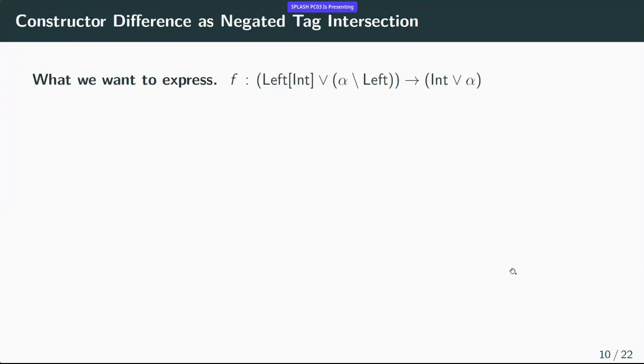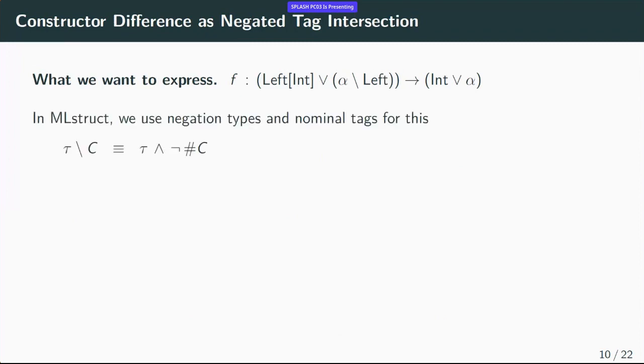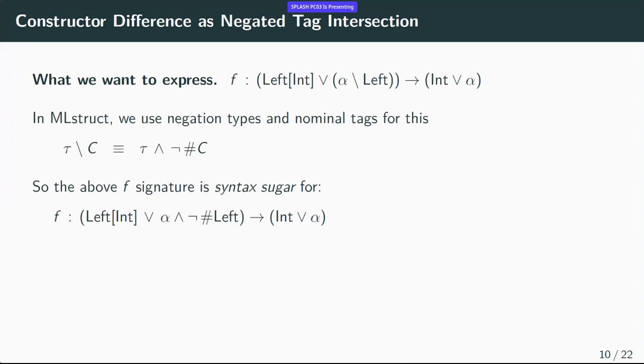Okay, so how can we express this idea? It turns out we can use negation types in this case, and nominal tags. So we can desugar this pseudo type, which is type tau, from which we have removed the constructor, by an intersection of the original type and the negated nominal tag. Okay, and so the above signature is just syntax sugar for this signature.